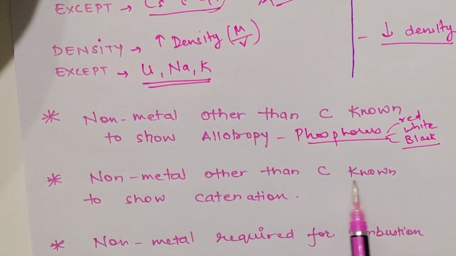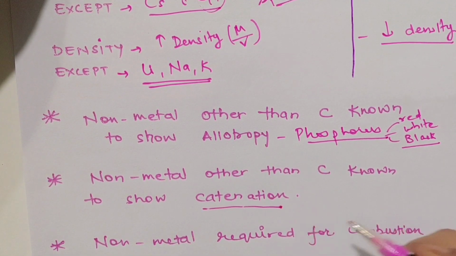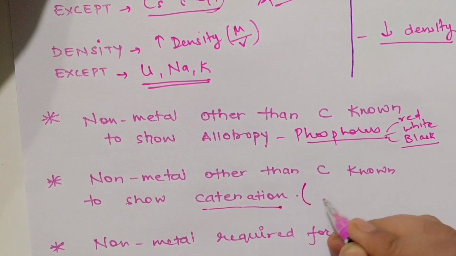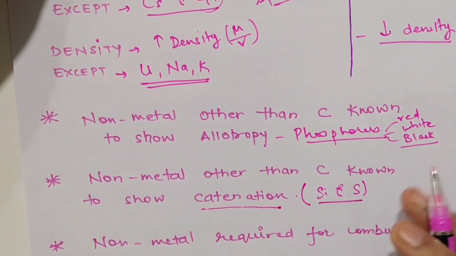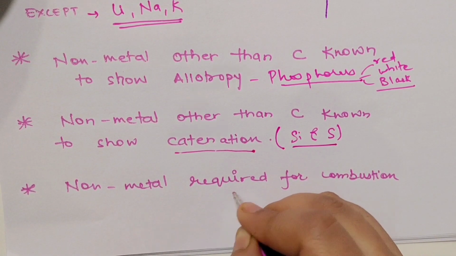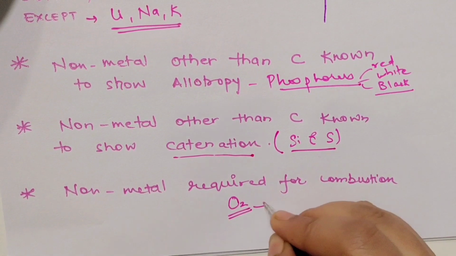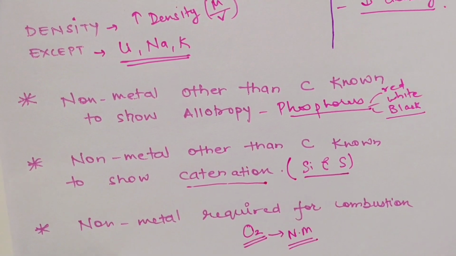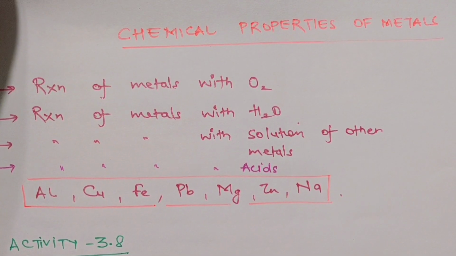Next, non-metal other than carbon known to show catenation. This you will take up in chapter 4 as well. Catenation is the property to link with itself. Carbon has that property, but apart from carbon, to a limited extent, silicon and sulfur also show this property. They are also both non-metals. Non-metal required for combustion. Now this one is easy. For combustion, we have to have oxygen apart from the combustible substance. So oxygen is the non-metal which is required for combustion. No oxygen, no combustion.